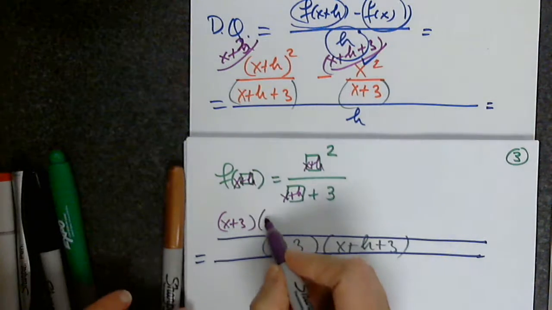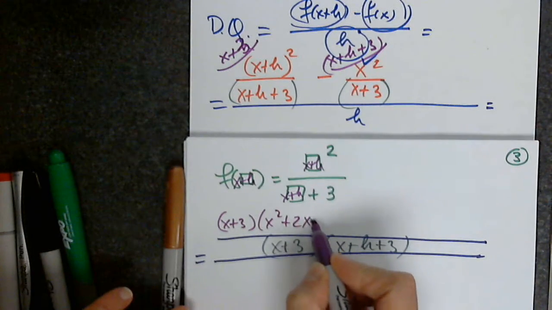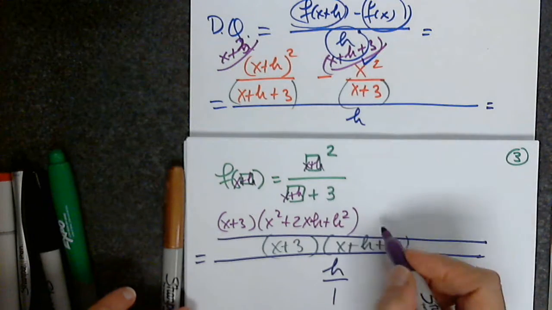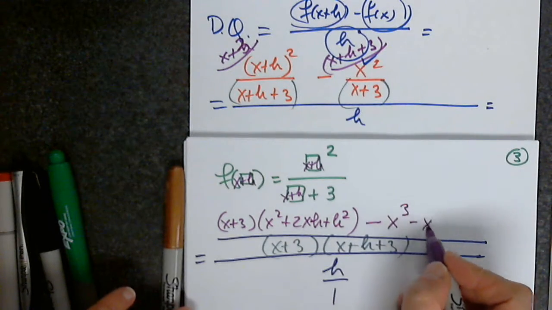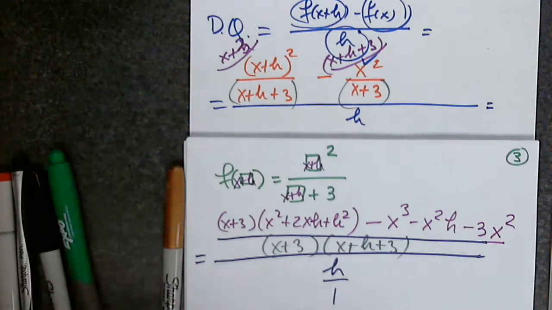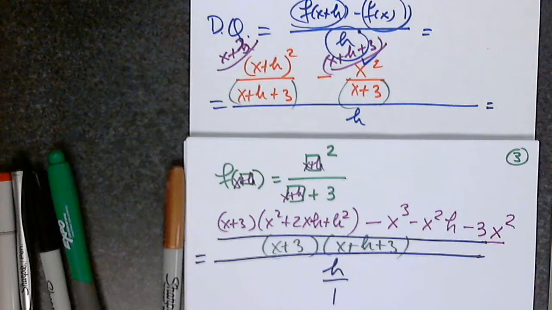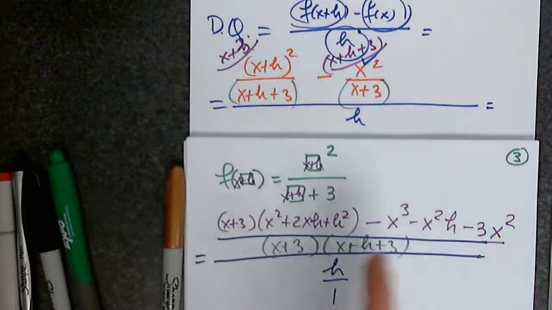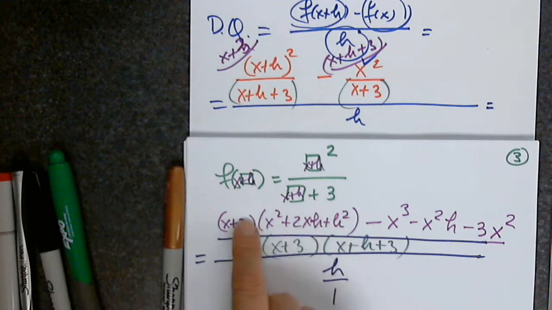Yes? Yes. Very good. Now here this is easier. I have negative x cubed minus x squared h and minus 3x squared. Perfect. Now I will have to distribute. I can't conclude anything at this stage. So I have to distribute in here.